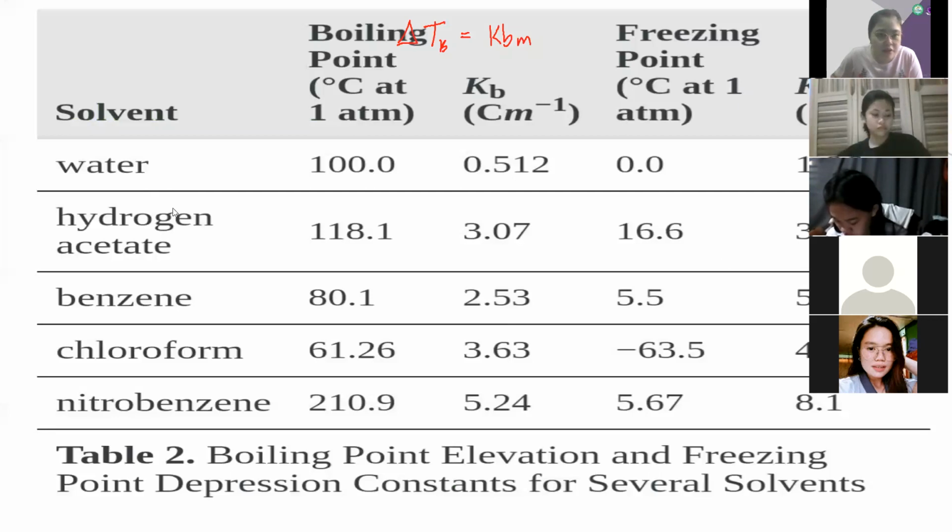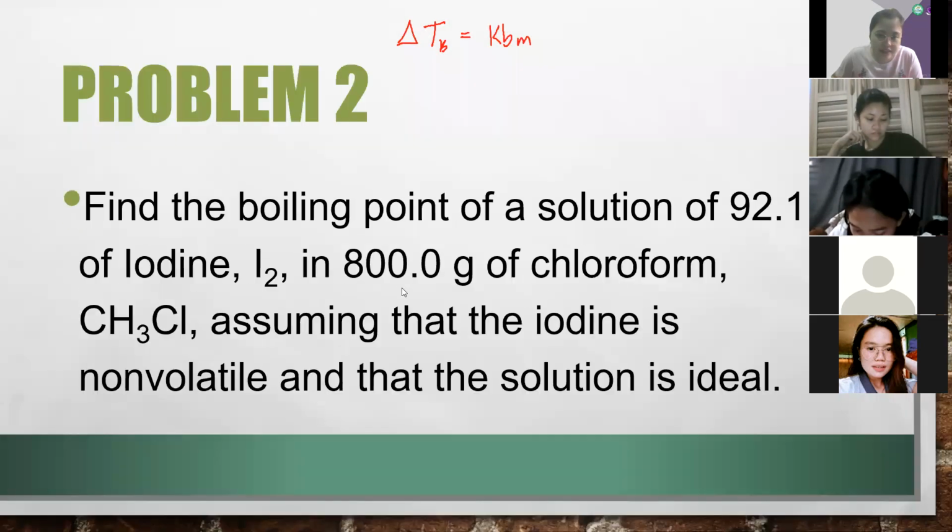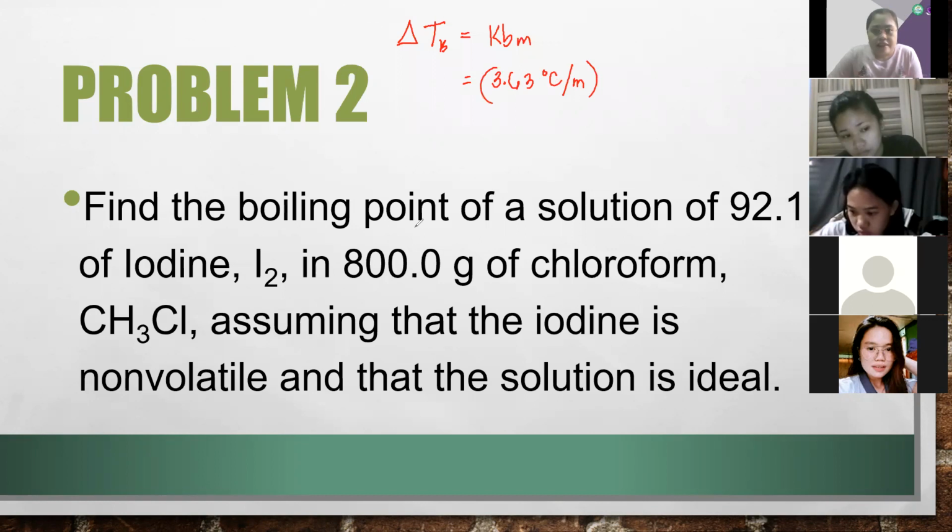Let's look for chloroform. Chloroform's boiling point is 61.26 and the Kb is 3.63. Okay, so this is 3.63 here. Remember the unit, degrees Celsius per molal. Now, looking at the problem, molality is not given. So before we can proceed with the computation, we have to compute first for the molality.